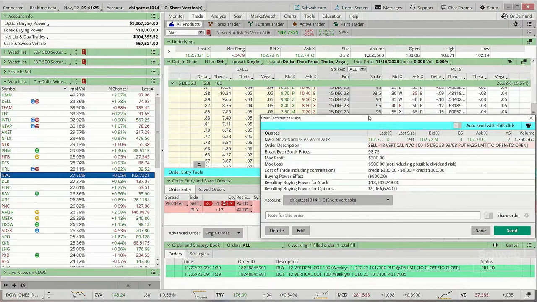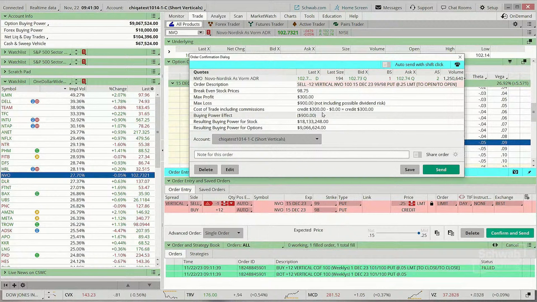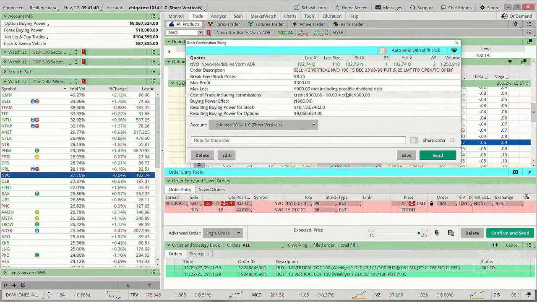We want this to go into our short verticals. This gives us a breakdown, including our transaction fees right here. And I'm not seeing the commissions in here. There should be some commissions in there. I'm not sure why those are not showing up. But on options, there are commissions, so do be mindful of that. Okay, alrighty, so with this then, we'll go ahead and do send.